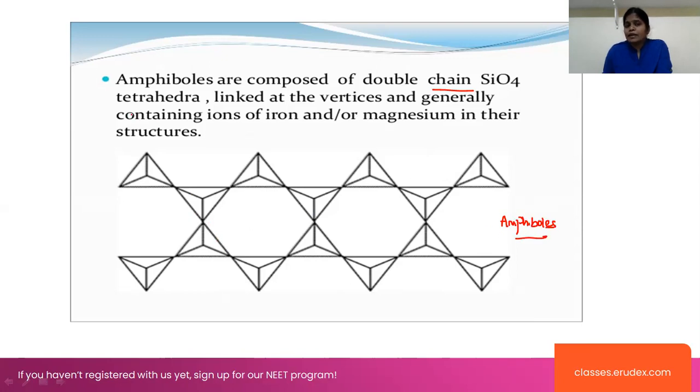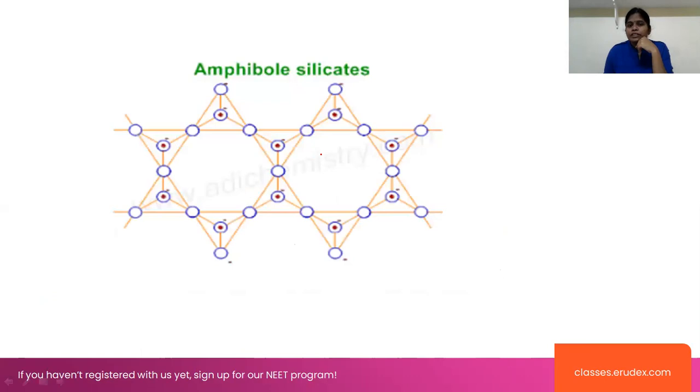Emerald is beryl. And in the case of the double chain silicates, the example is amphiboles. Look at the amphibole structure. In this case, these two oxygen atoms are sharing, and at this point this oxygen atom is also sharing, and these two oxygen atoms are also sharing. That means a total of 3 oxygen atoms are sharing. This is the example for the double chain silicates.